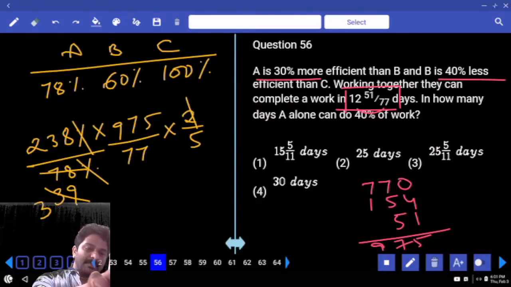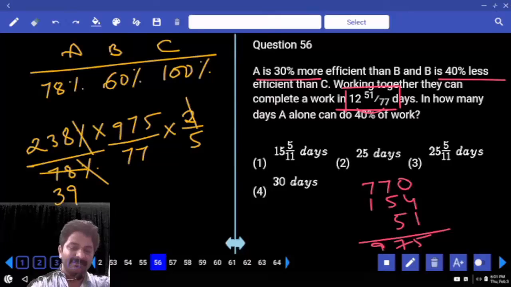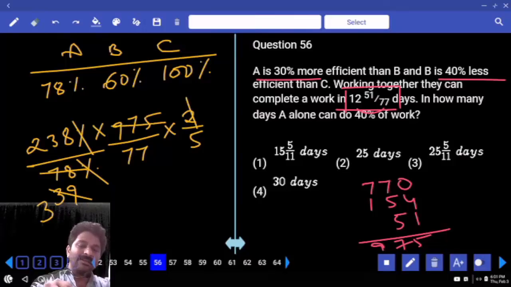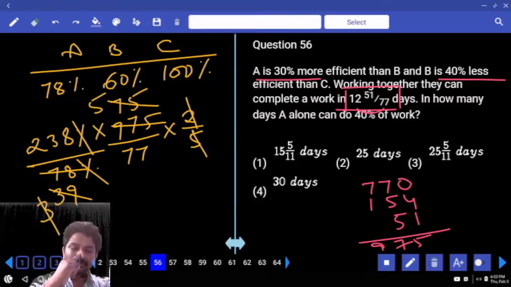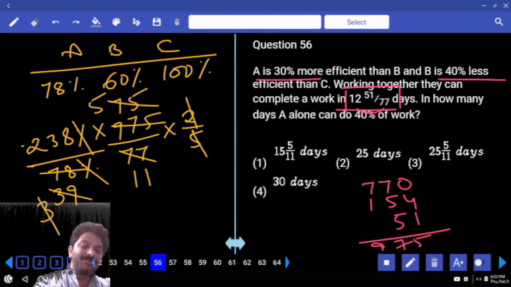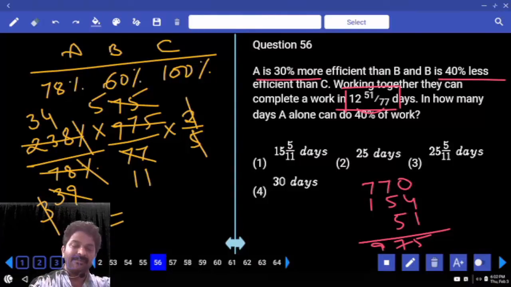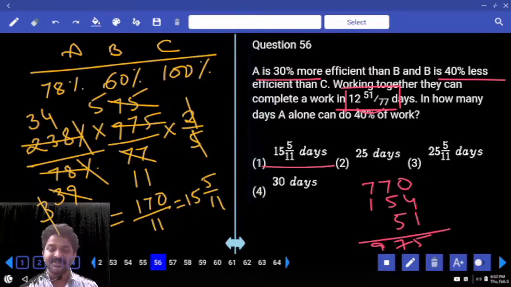We made a mistake. You cannot cancel with 13, right? 13 3 times, 13 7 times, 5 times, 3 into 5 is 15, 5 times. 7 3 is 21, 28, that is 4 times. 34 5 times, in the sense 170 by 11, which is 15 5 by 11 days. First option.